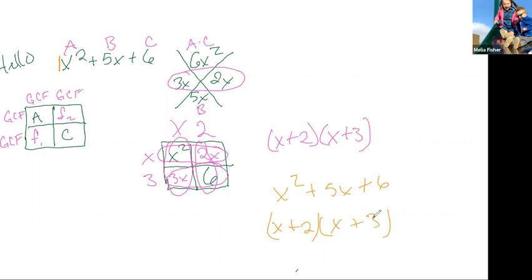If you see that and it makes sense to you, use that shortcut. This shortcut only works when your A value is 1. Okay, to find the factors of the third one that add to the middle one. Okay.